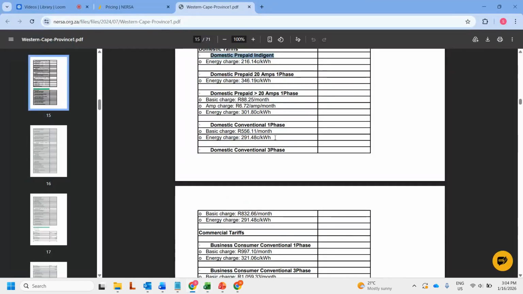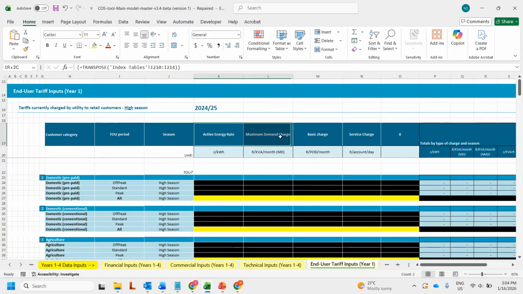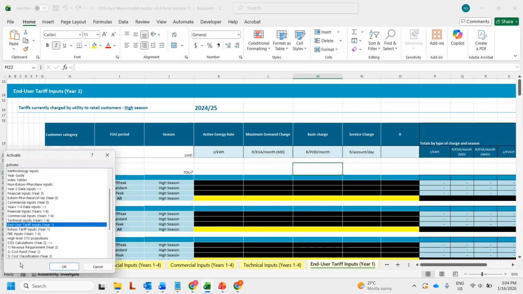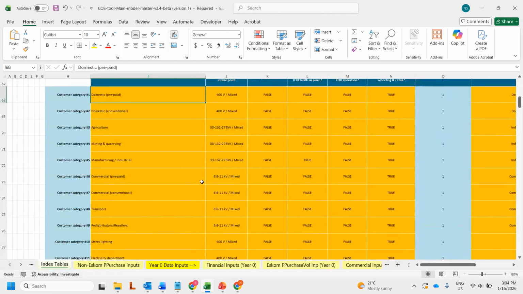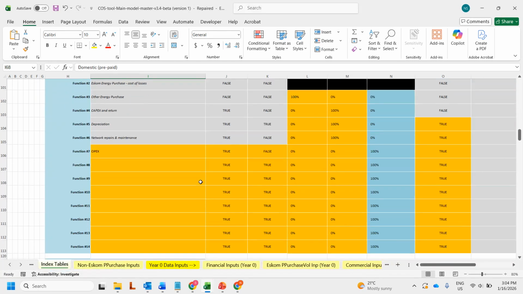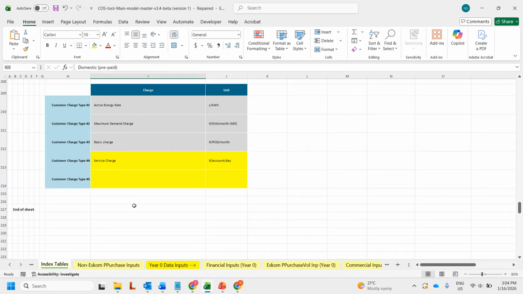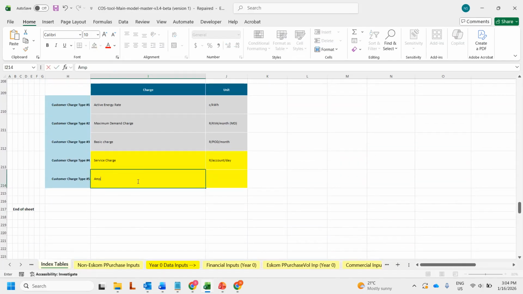So in this example here, you can see this domestic prepaid customer has a basic charge, an amp charge, and an energy charge. If you look over here, there currently isn't an amp charge. So you can choose to put that in by going to the index tables and going down. And you could say in here, amp charge.